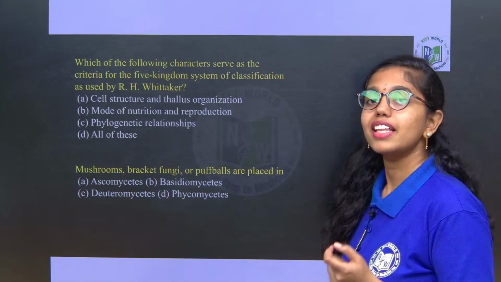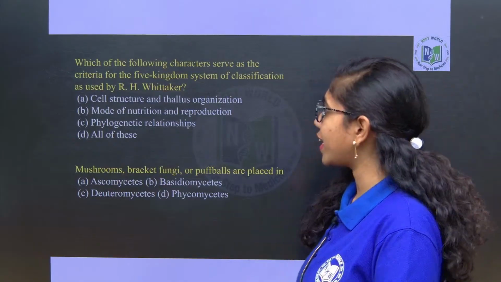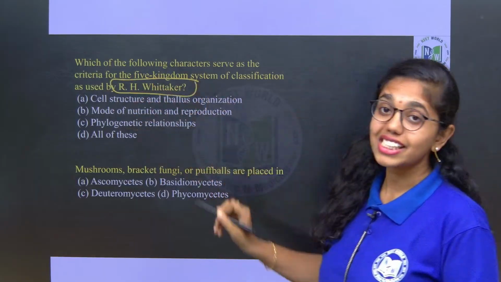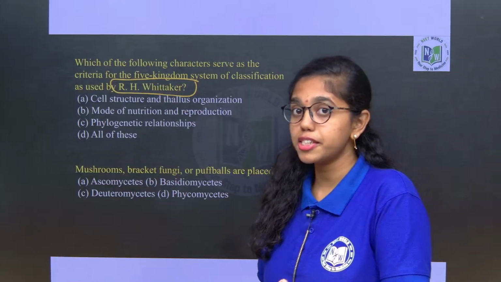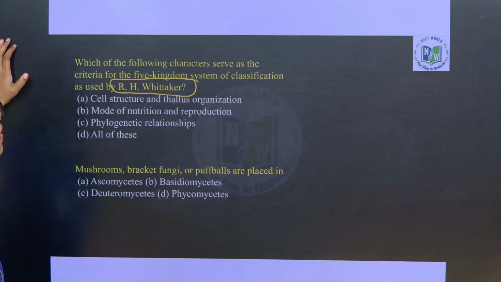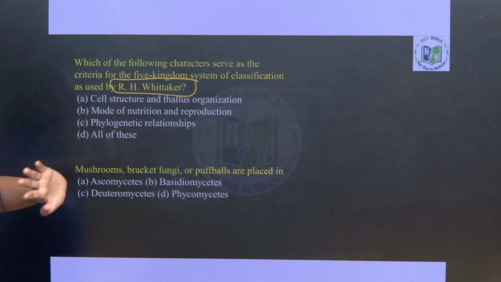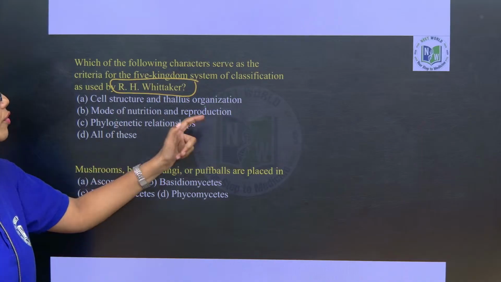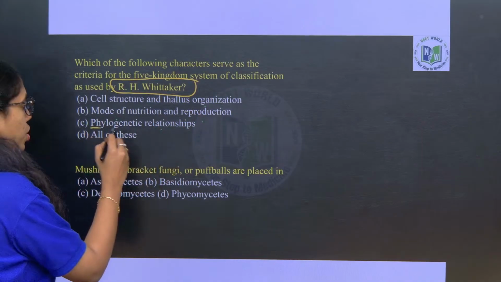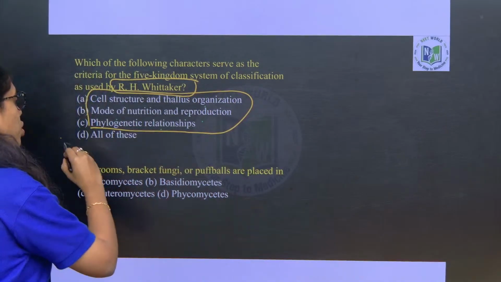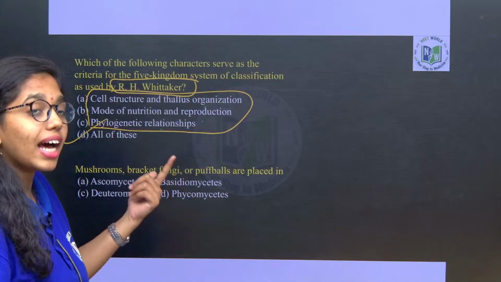Next, this is R.H. Whittaker's system of classification. The question is from the 5 kingdom system of classification, considering 5 criteria. Which of the following characters serve as the criteria for the 5 kingdom system of classification used by R.H. Whittaker? Here we have cell structure, thallus organization, mode of nutrition, reproduction, and phylogenetic relationships. All these are the criteria for the 5 kingdom system of classification. So, we will go with option D, that is, all the above.